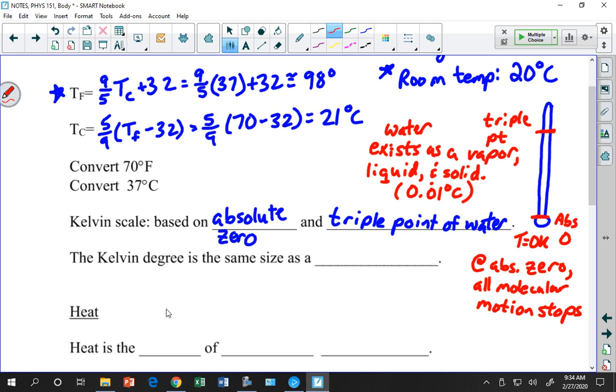Okay, so just know that the Kelvin scale is based on absolute 0. That's where all motion stops in a material. And the triple point of water, which is the temperature where water exists as a vapor, liquid, and solid. The size of the Kelvin degree is the same as a Celsius degree.